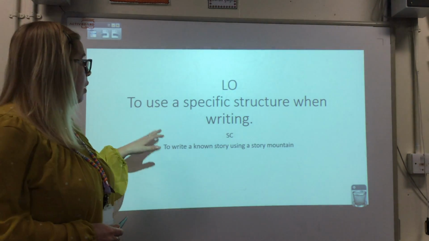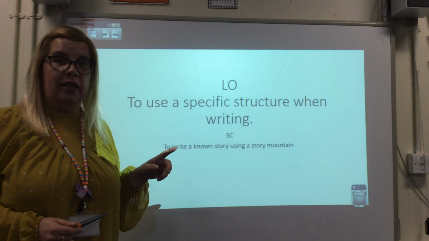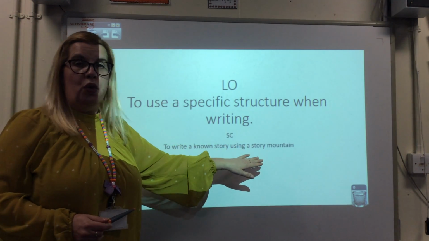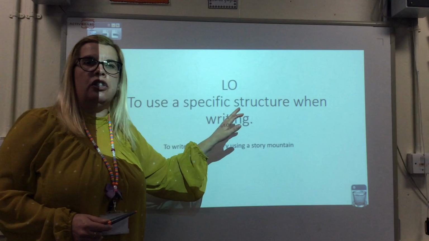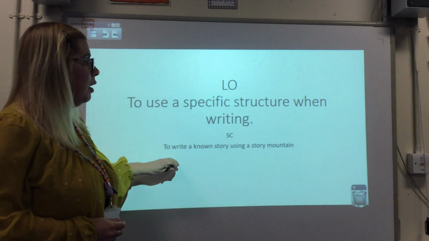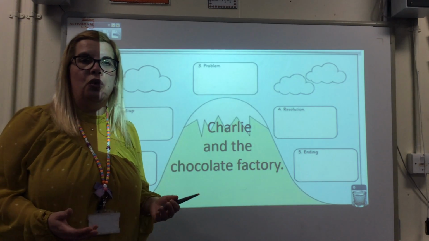Our lesson today is going to help us write a story, and we're going to plan one today. So the learning objective today is to write using a specific structure, okay? And we're going to use a story mountain. That's the specific structure we're going to use, and it helps us plan our story. Now what I'm going to help you with today is to rewrite a known story.